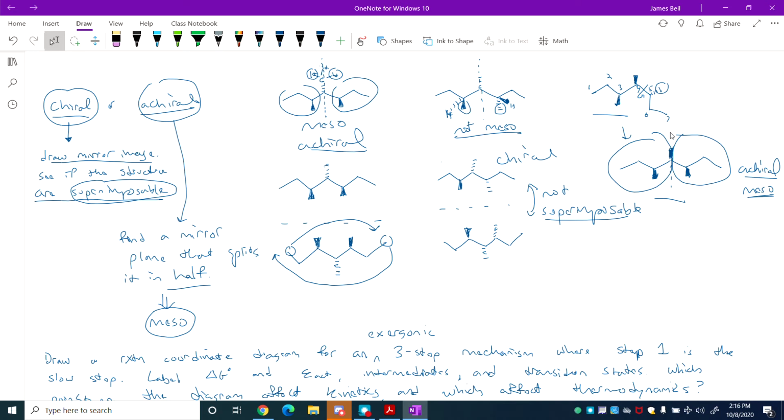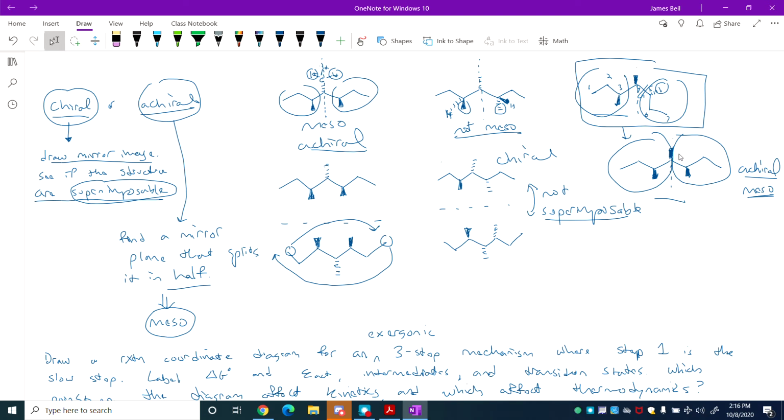If I can't find a mirror plane, that's a bit tricky, right? Because in the original structure here, there's nowhere where I can draw a mirror plane. I could try to draw a plane here. This half is not a reflection of that half at the moment. It requires that bond to rotate for them to find a mirror plane. So it's not just a mirror plane at all.